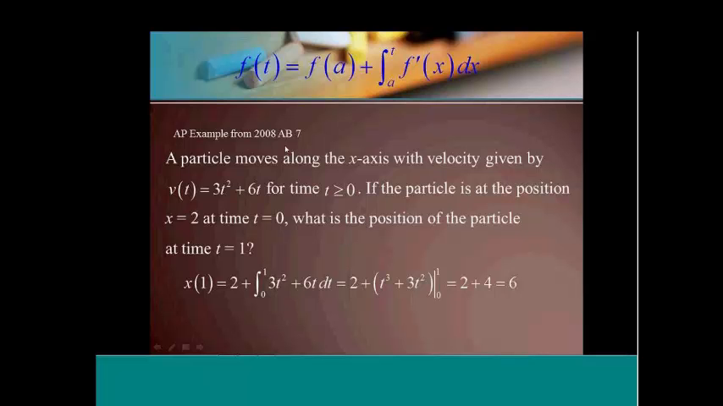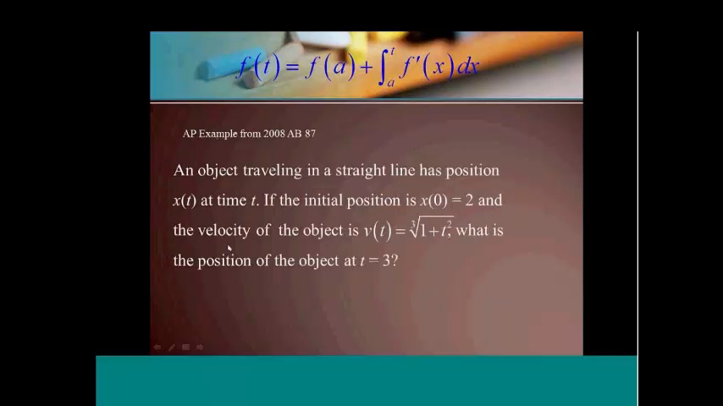So let's take a look at another question from the same year. And this question surprised me. It's number 87, and it says an object traveling in a straight line has a position of x at t at time t equals 0. If the initial position at 0 is 2, and the velocity of the object is given by the cube root of 1 plus t squared, what's the position of the object at t equals 3? What surprised me about this question is it's the same question as the last one that we just looked at. The only difference is the velocity is a little different. The initial position was the same. So here we go again.